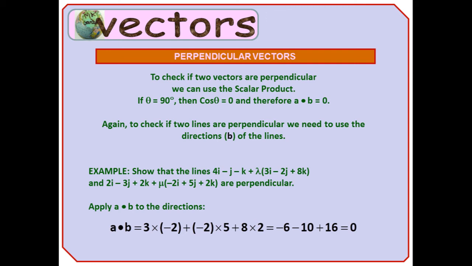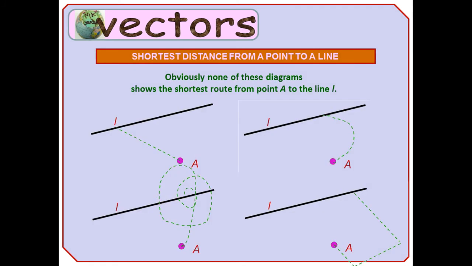To check if two vectors are perpendicular, we can use the scalar product. If theta is 90 degrees, then cos theta is 0, and therefore a dot b equals 0 as well. Again, to check if two lines are perpendicular, we need to use the directions, the b bit, of the lines. In our example, all we have to do is apply a dot b to the directions, and unsurprisingly, we get 0, which confirms that the lines are indeed perpendicular.